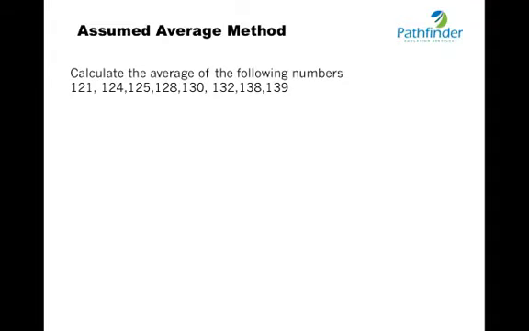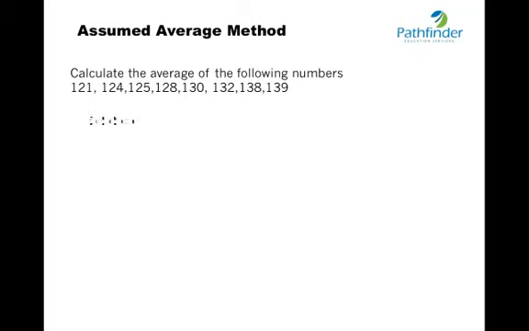So let us look at an example. Calculate the average of the following numbers: 121, 124, 125, 128, 130, 132, 138, 139. Now you see these values are fairly large and the spread of these values is small. So you see the smallest number is 121 and the largest number here is 139.